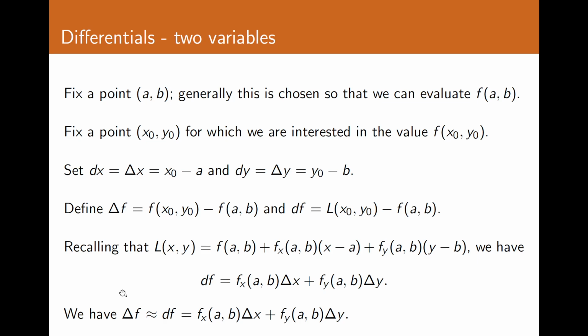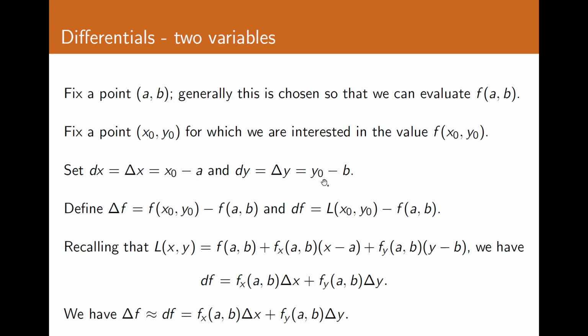So just as in the case of a single variable, we have delta f is approximately df, and now the df is given by this equation here. So in the single variable case, we had f prime of a delta x. In this case, we have a change from the x changing and a change from the y changing. So we have both terms that we have to add together.